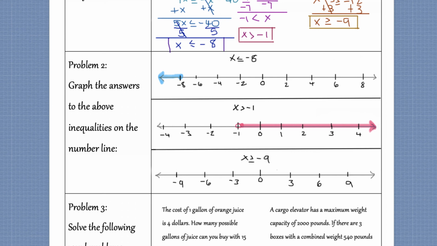So I'm going to put our closed circle at -9, and it says that x is greater than or equal to -9, so everything that is greater than -9 is part of our solution. On this number line, I'm going to shade in everything that is greater than -9. I'm going to draw that arrow there to indicate that it keeps going on. And so this one is our solution for x is greater than or equal to -9. Now that we've done this one, let's move on to problem number 3.